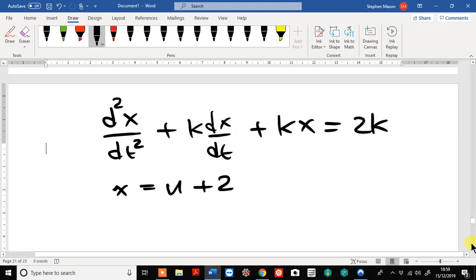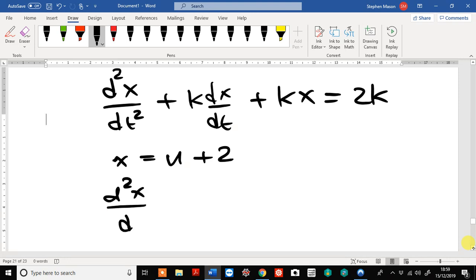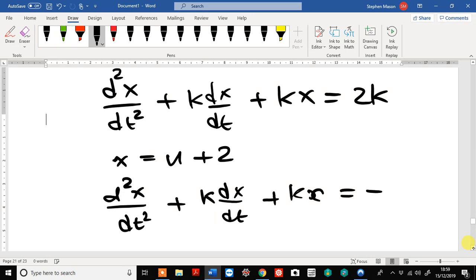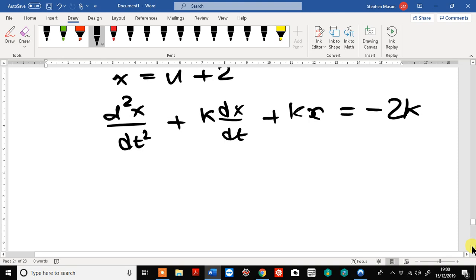Now, the equation that I want to deal with today is the equation of the form d squared x by dt squared plus k dx by dt plus kx equals minus 2k. Okay, right, so let's find an equation to solve.